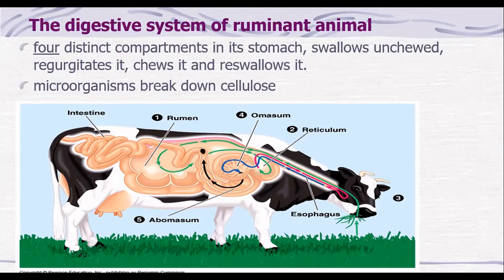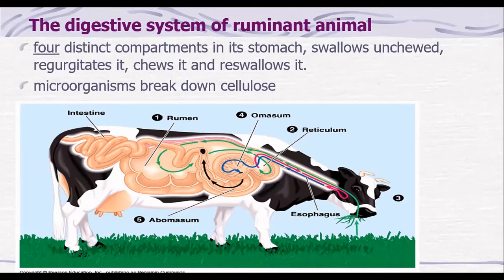When carbohydrate is broken down in the rumen, it releases three acids. We have acetic acid, propionic acid, and butyric acid. These are the volatile fatty acids.